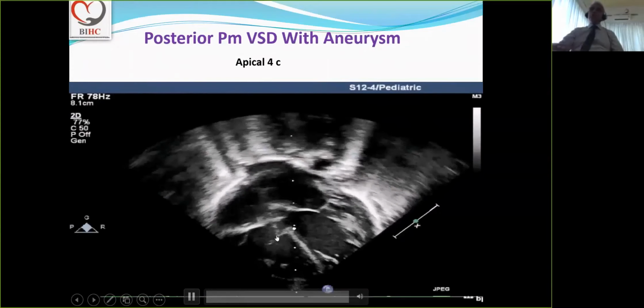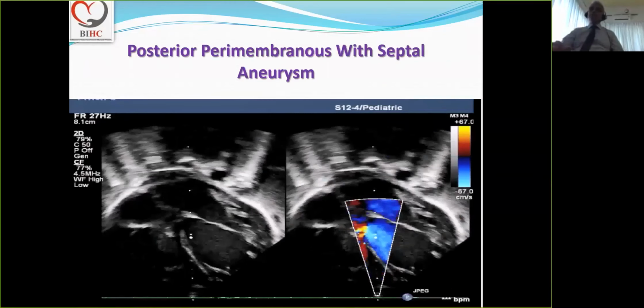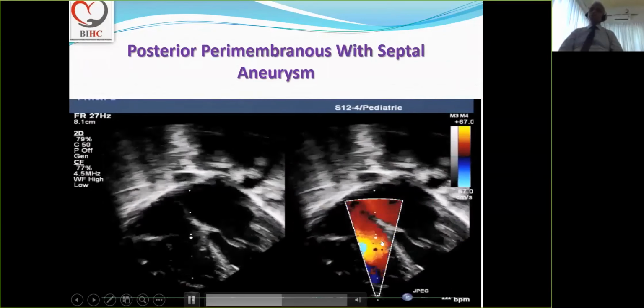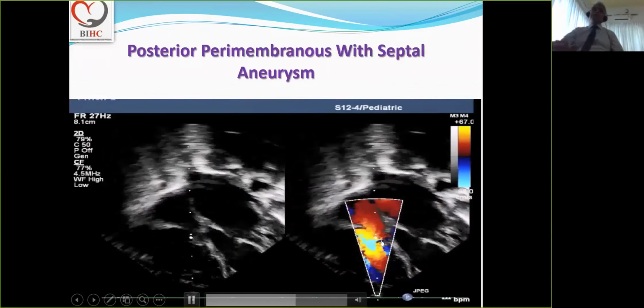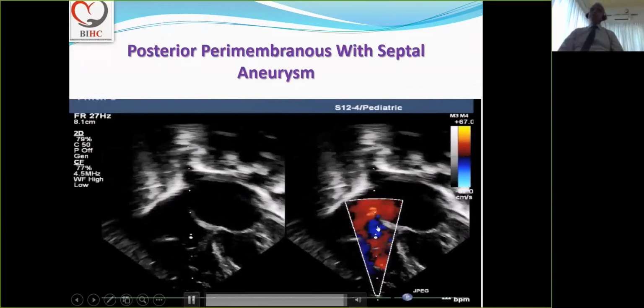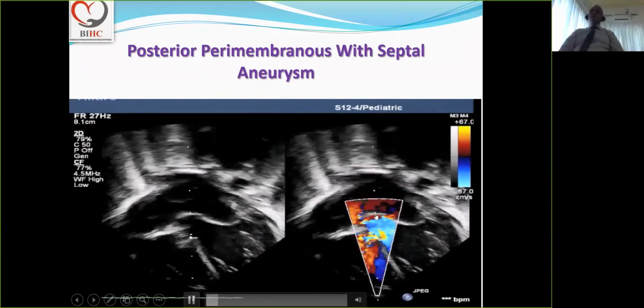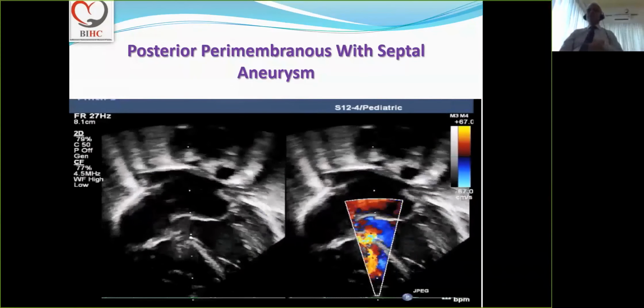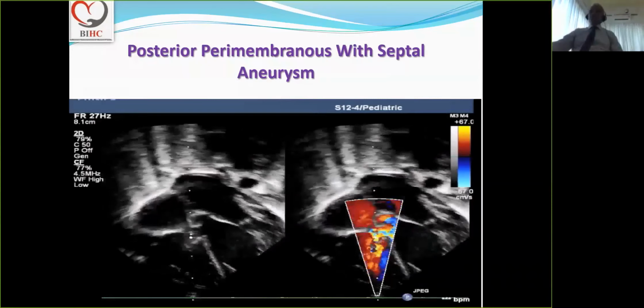And see the flow through that. This turbulent flow. Whenever you get a mosaic color, we say that the flow is turbulent. And there's a bit of TR because you find the turbulence coming into the RA as well. So this is a perimembranous VSD. We call it a posterior perimembranous VSD because it's there in the posterior part of the septum.